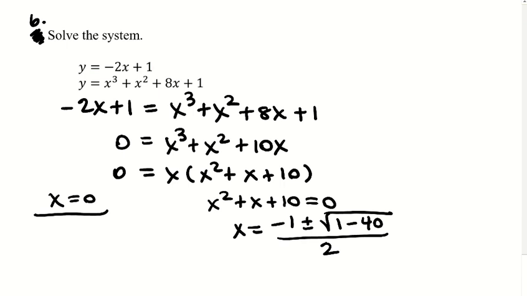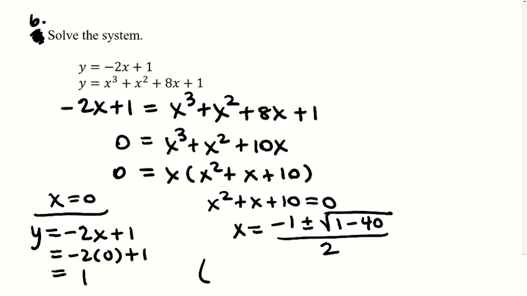So for x equals 0, I can use y equals 2x plus 1, or negative 2x plus 1. Okay, so that's negative 2 times 0 plus 1, which is going to equal 1. So if I have x equals 0 and y equals 1, then the only solution point is going to be 0, 1.